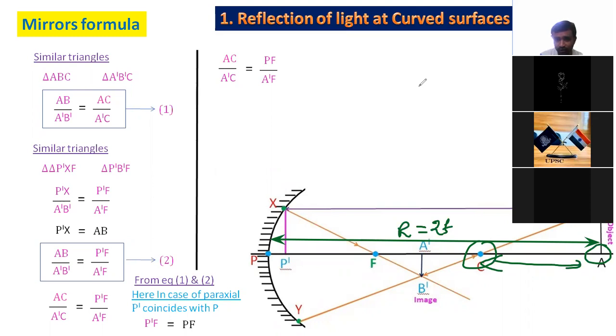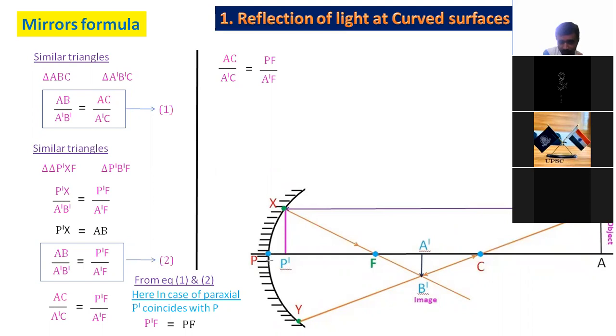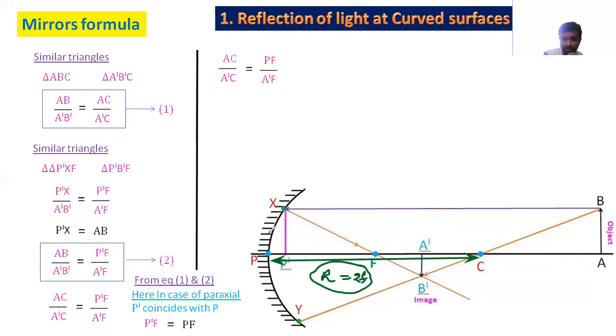But here pole to the object is object distance. Sorry, in the diagram I showed wrong. I know from pole to the center is radius of curvature. That capital R is taken as 2F. Then pole to the object, I know, is object distance, that I am taking as U. Right? Now, tell me, how do you find AC equal to?